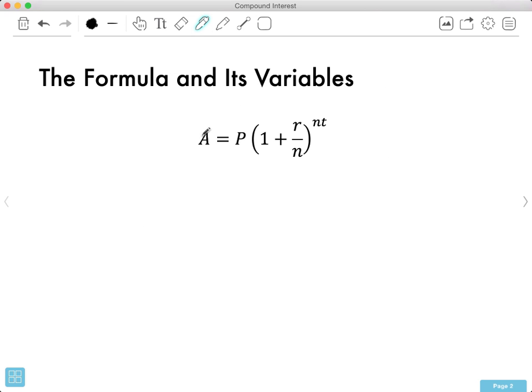Before we do an example, I want to take a look at the formula and what all these letters mean. The P stands for principal, which is a financial term. It means the amount you invested, or initial amount of money that is invested or borrowed. You could do this the other way around and figure out how much interest you're going to pay.